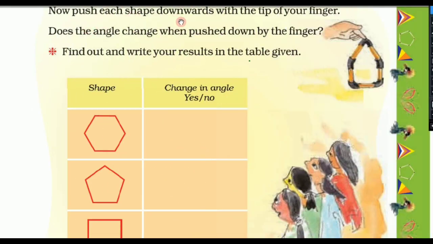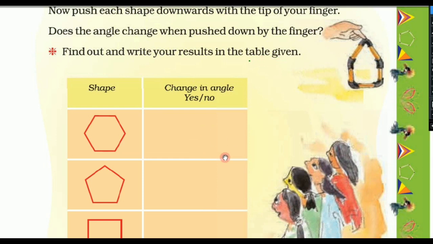Now push each shape downwards with the tip of your finger. So we have made that square, pentagon and hexagon. So push each shape downwards with the tip of your finger as shown here in the picture. Does the angle change when pushed down by the finger? Find out and write your results in the table given.